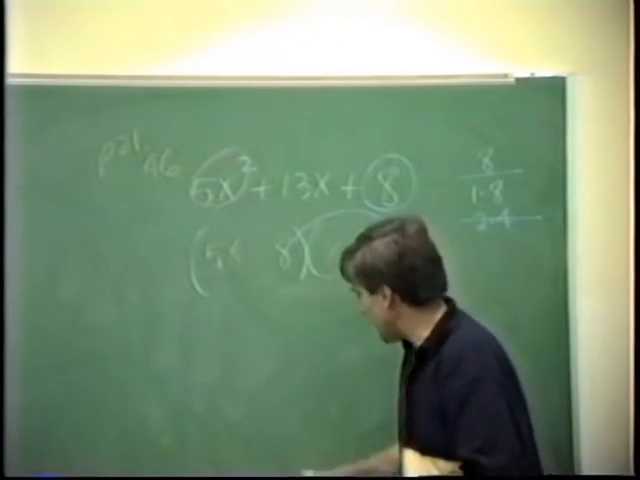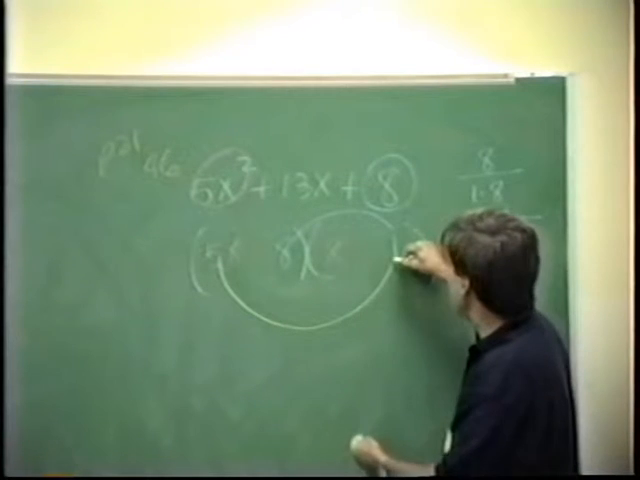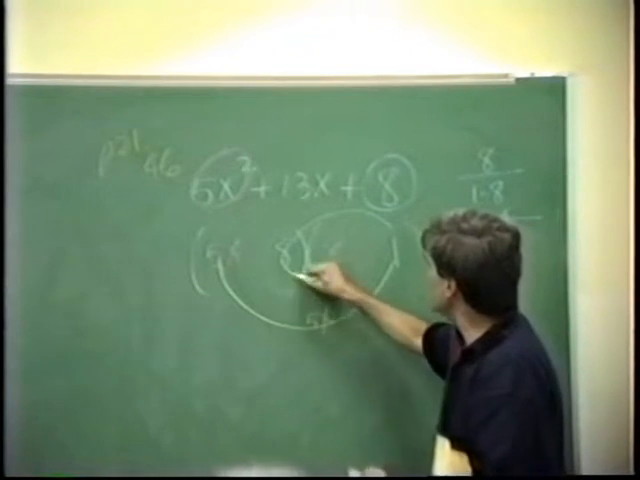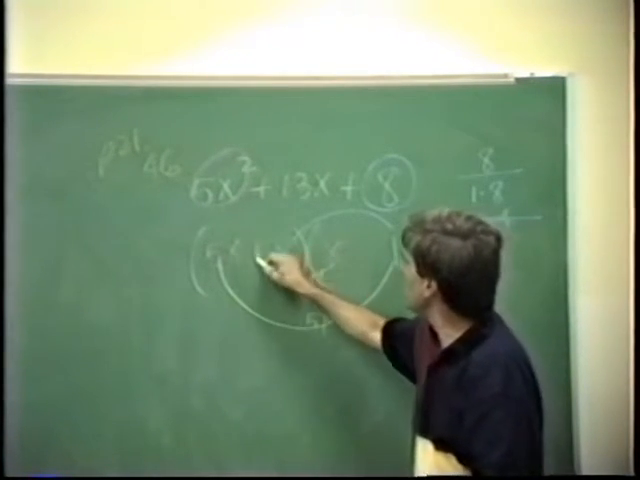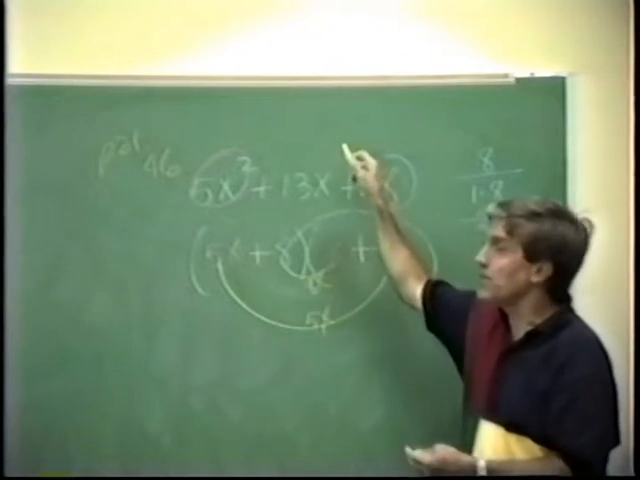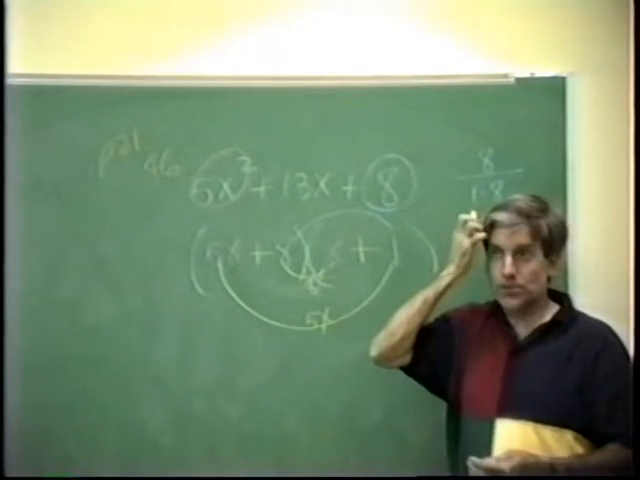Now what do you have for the outer times outer? 5x. And the inner times inner? 8x. And if you make them both plus, you'll have a total of 13x. Do you see how that works?